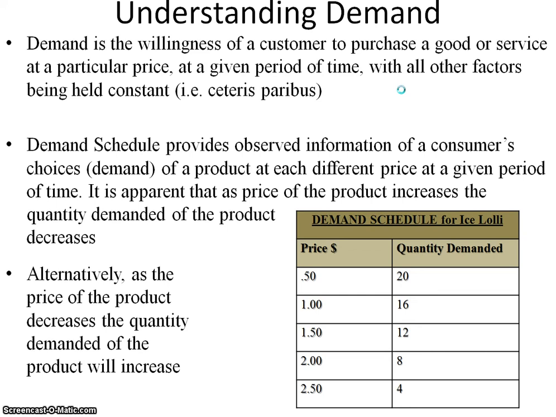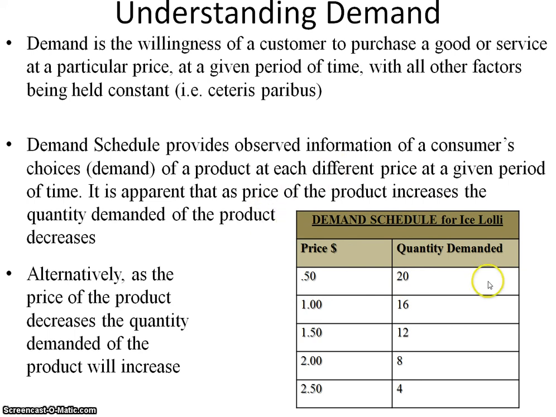Okay? So we define demand, again, as the willingness of a consumer to purchase a good or service at a particular price at a given period of time, with every other factor being held constant. Now, if we observe a consumer, how much they will demand of a product at each particular price level over a period of time, we can construct what is known as a demand schedule, which is this table here. In this demand schedule, what we have is the price of a product, in this case an ice lolly, and the quantity demanded of that product that you will demand as a consumer at that relevant price. So what we are constructing here is the demand curve for an individual.